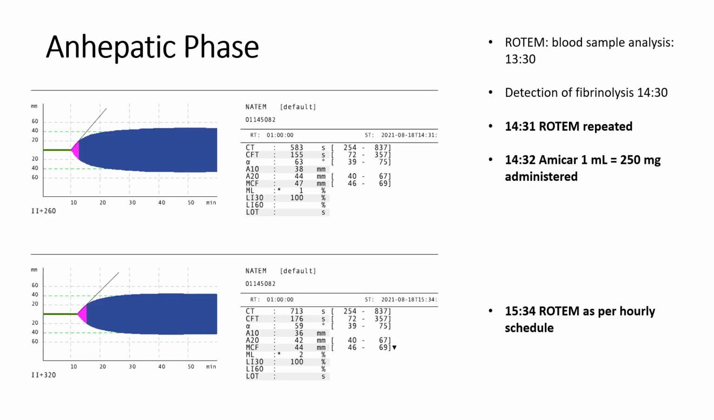So this is the repeat ROTEM before the administration of Amicar. We already moved into the anhepatic phase. The surgeon was moving quickly. The time is 2:31. And just to recap, the ROTEM blood sample analysis at 1:30, that's when the patient had fibrinolysis. We saw it at 2:30, and now 1 minute later at 2:31, we repeated the ROTEM. 1 minute after that, at 2:32, we gave Amicar 1 cc, which is 250 milligrams. And then we did run a ROTEM 1 hour later, and that shows there's no more fibrinolysis.